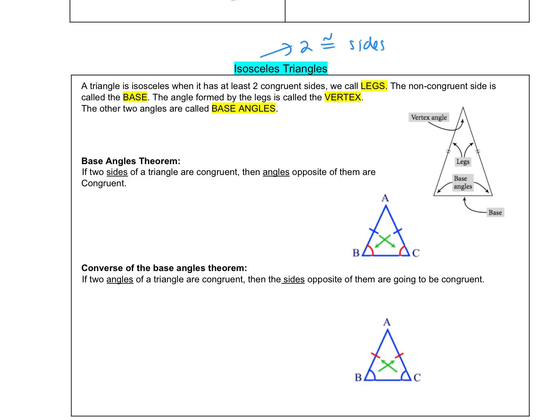Okay, here's what I need you to know. I'm going to point out some of these vocab words. The legs are the sides that are congruent. So we notice on this figure, the legs are these two congruent sides. The side that is different, so the one that is not congruent, is called the base. The other word is base angles. Base angles are the two angles on the base.